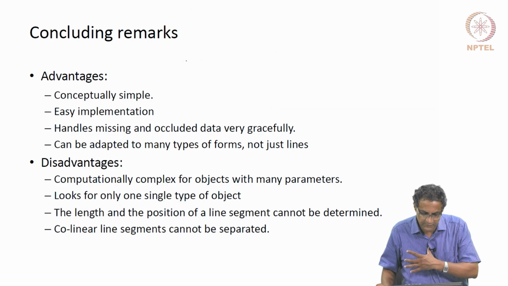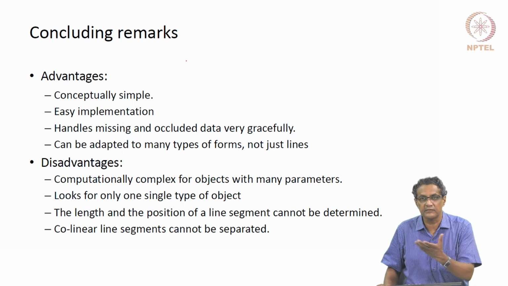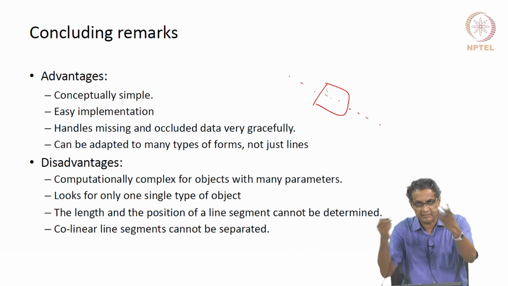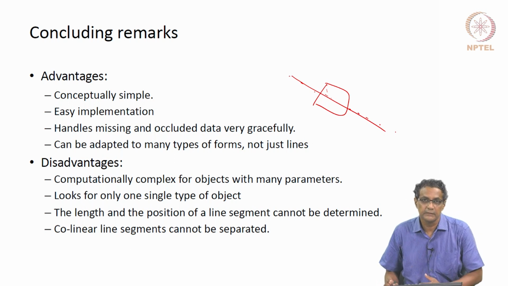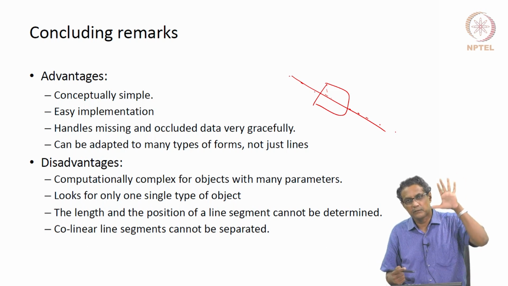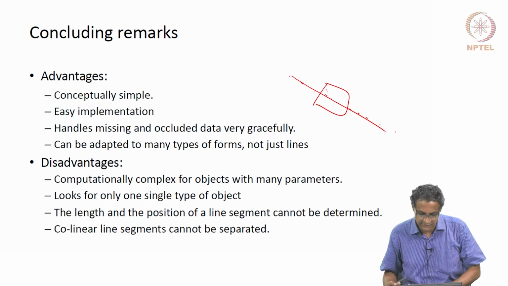Advantages: conceptually simple, easy to implement, handles missing and occluded data. What does that mean? A discontinuity, where something is obstructing something. For example, I have a line, but then suppose I place an object on top of it. Now I can't see these pixels at all, something else has come and sat on it. But a Hough transform allows me to draw that line through the occlusion, because it knows that these are all supposed to be on a line. Therefore, something should have been underneath which has been occluded, or is partially visible. So it can handle that gracefully.